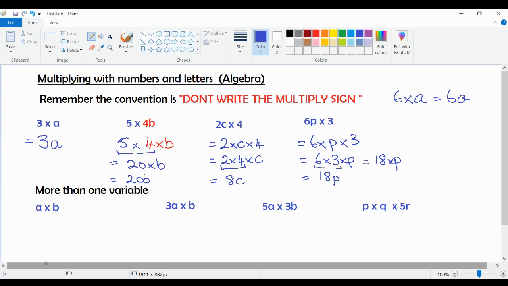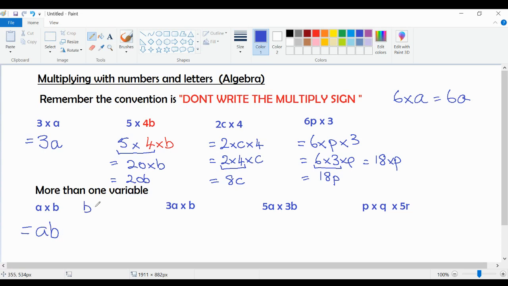This is the second part of multiplying with numbers and letters. What happens when you multiply and there's more than one variable? In other words, you've got more than one letter. So here you've got A times B. Remember, the convention is we don't write the multiply sign, so we can just write this as A B, and we don't write the times in between. And there is a times in there, but we don't write it. That's the convention. So just AB.